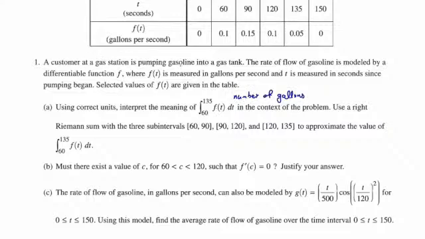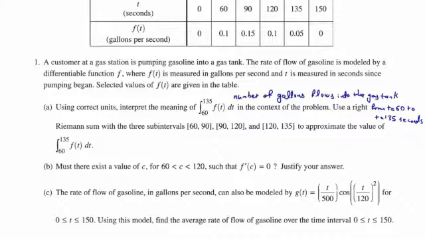So it says pumping gasoline into a gas tank. So the rate of flow, so the number of gallons, you can say flows into the gas tank from t equals 60 to t equals 135, and as you can see, the time is in seconds. Okay, correct unit, number of gallons, interpret. Then it says use a right Riemann sum with the three subintervals 60 to these parts.